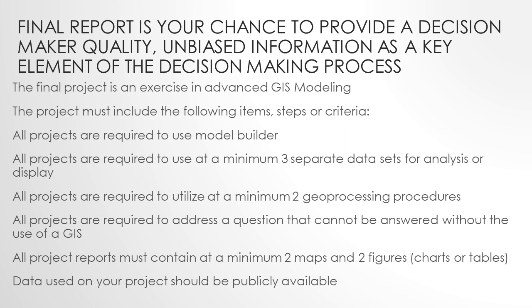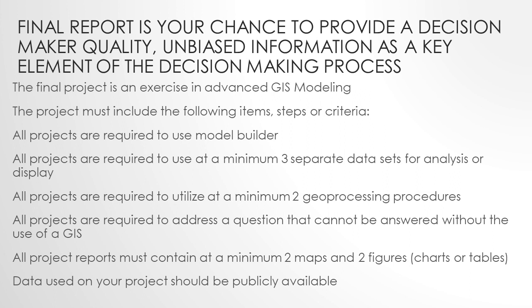The project you choose has to have certain steps and/or criteria. Every project has to use Model Builder. Every project should use a minimum of 3 separate datasets for analysis or display. All projects are required to utilize at least 2 geoprocessing procedures. All projects are required to address a question that cannot be answered without the use of GIS. All project reports must contain a minimum of 2 maps and 2 figures, that can be charts or tables. And data used in your project should be publicly available.